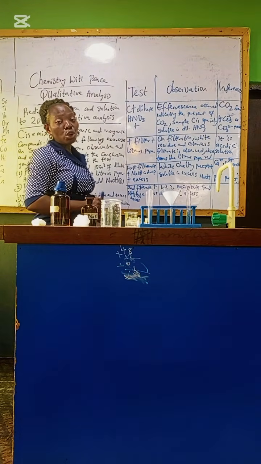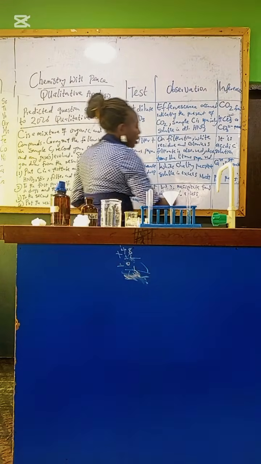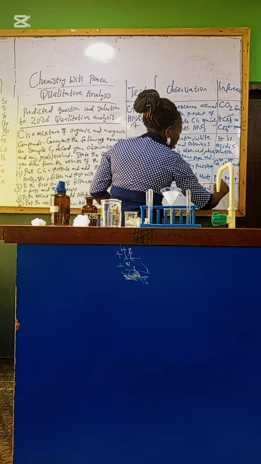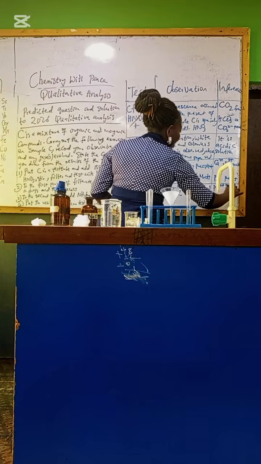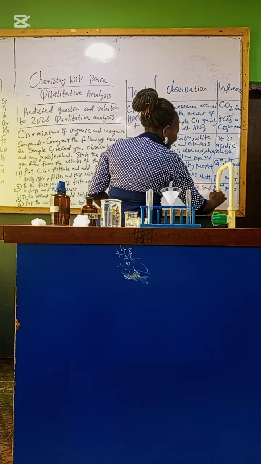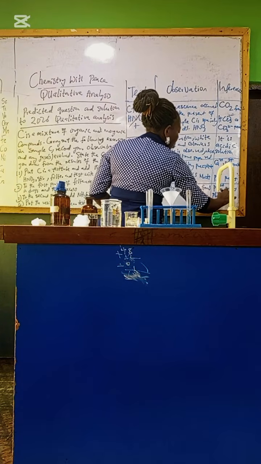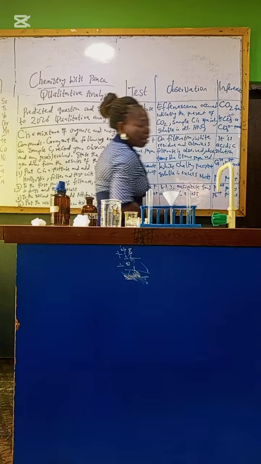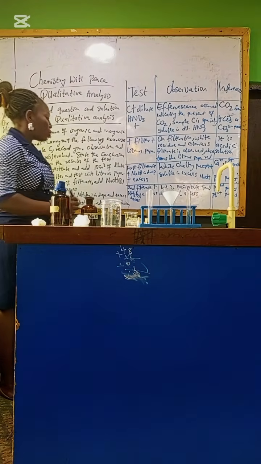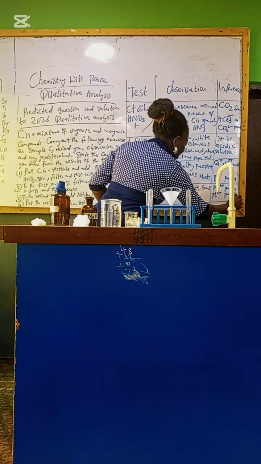White precipitate formed, insoluble in excess. So for that first one, lead-2 ion present. Insoluble in excess, lead-2 ion present. Lead-2 ion present for both of them. Then the next one.